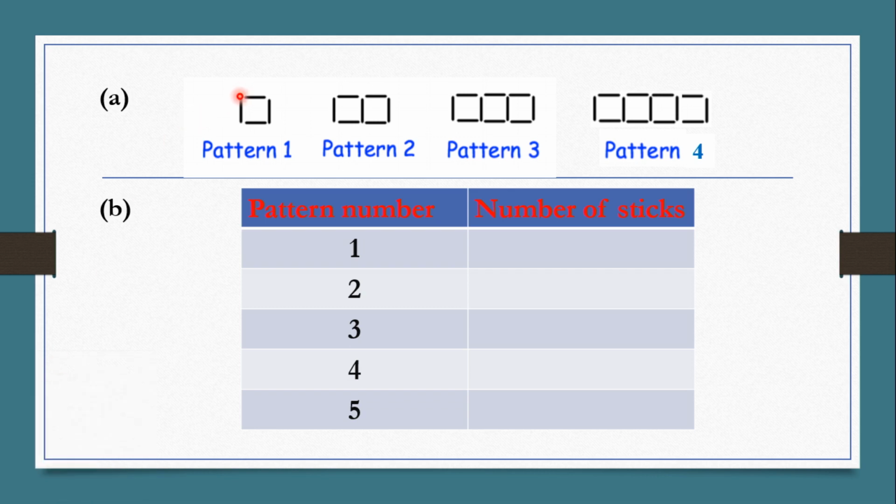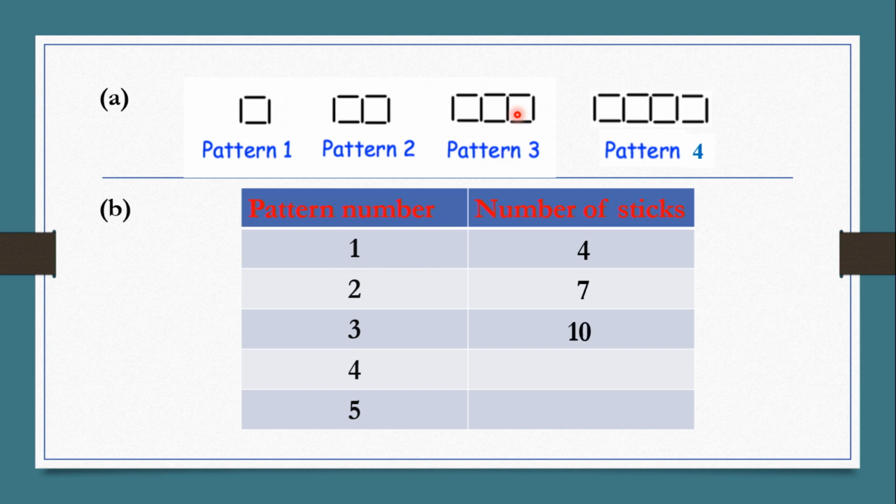in pattern 1 we have 1, 2, 3, 4 sticks. Pattern 2 we have 1, 2, 3, 4, 5, 6, 7 sticks. Pattern 3, 1, 2, 3, 4 sticks, 5, 6, 7, 8, 9, 10 sticks. So pattern 1 we have 4 sticks, pattern 2 we have 7 sticks, pattern 3 we have 10 sticks.